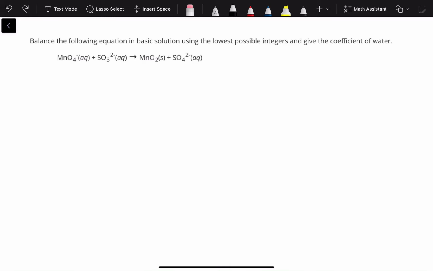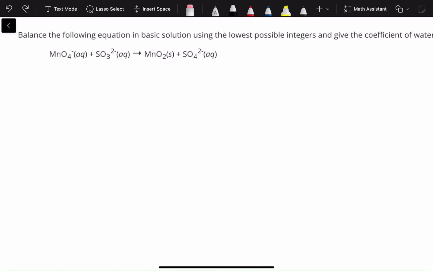Okay, so today we're going to be balancing a redox reaction equation in a basic solution. The first step that we want to do is identify what is being oxidized and what is being reduced. To do this, we have to look at the charges in this equation. Here, MnO4 minus has an overall charge of -1. SO3 2 minus has an overall charge of -2.